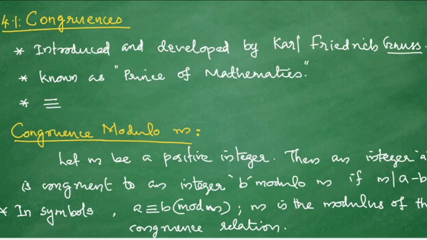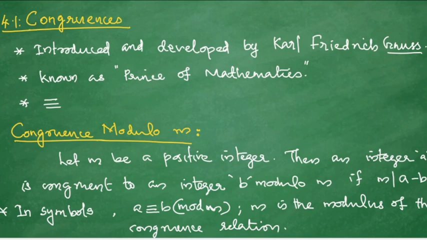And he has given a detailed study in his famous book, which was written when he was only 24. The congruence symbol was also developed by Gauss, which is most similar to the equality sign. Now, the congruence modulo m.